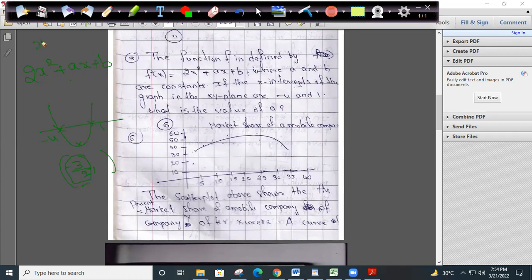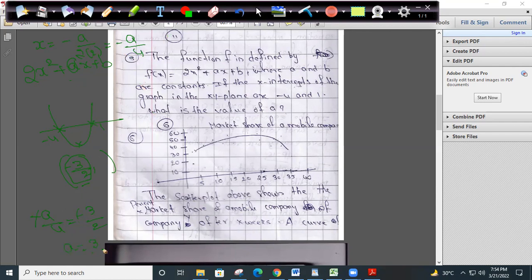How can I find the x coordinate of the vertex? Minus b by 2a, which is minus a by 2 into 2, which is minus a by 4. So I can equate minus a by 4 to -3 by 2, because both of them should be the same, because there are two ways to find the same vertex. So minus a by 4 is equal to -3 by 2, cancel minus and minus.